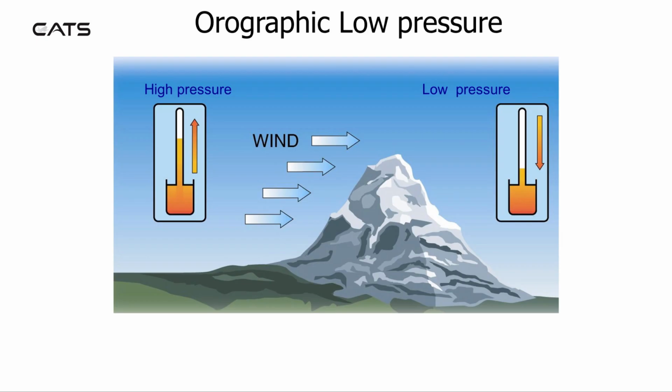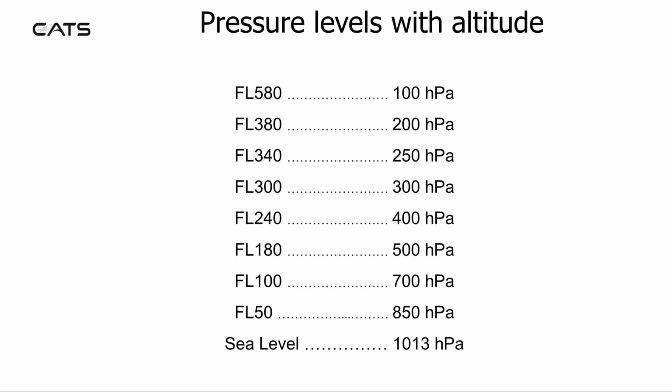Orographic low pressure. If the wind is blowing against an obstruction, such as a mountain, the pressure above the mountain summit will be lower. Pressure levels with altitude. At sea level, the pressure is 1013 hectopascals. Pressure decreases with altitude. A nice anchor point is flight level 300, which is also 300 hectopascals.